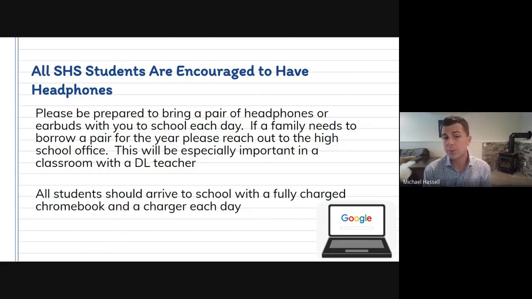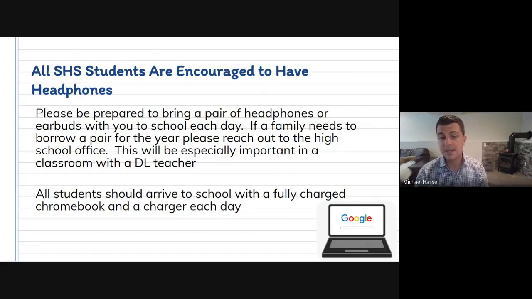So tomorrow, when you arrive to school in person, my group A people, you need to make sure that you're bringing headphones, earbuds. If you don't have any, when you arrive to school, go right to Mrs. Gallagher, and we have a very small amount that students would be able to borrow if they needed that. All students need to arrive to school tomorrow with a fully charged Chromebook. We're going to be using these Chromebooks a lot, and we want to make sure that you're getting that full charge that you need.